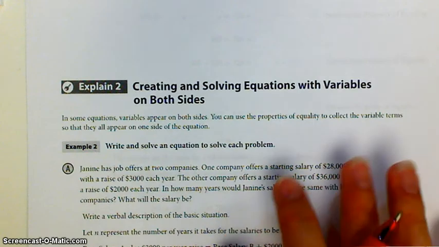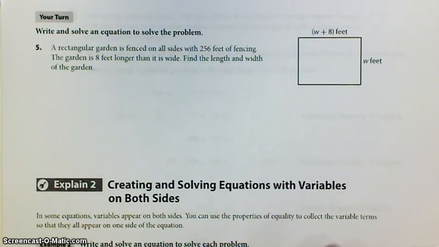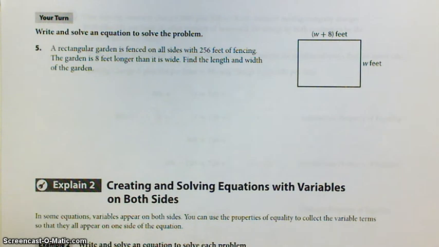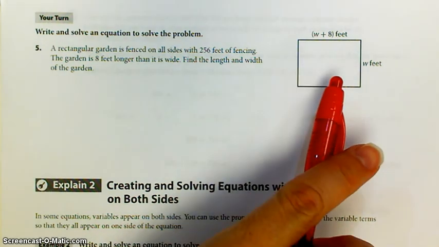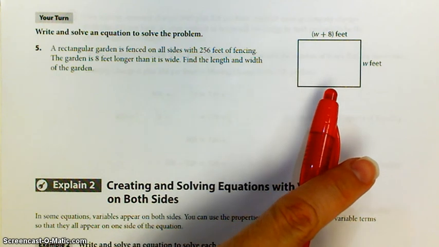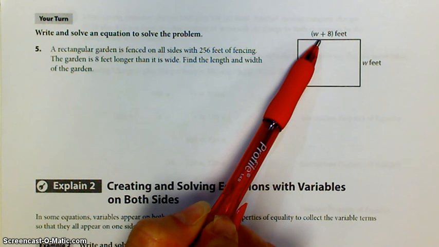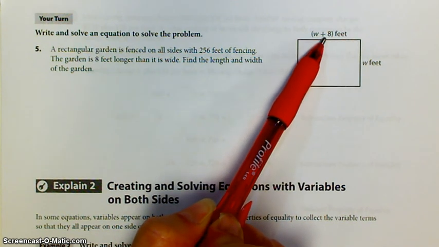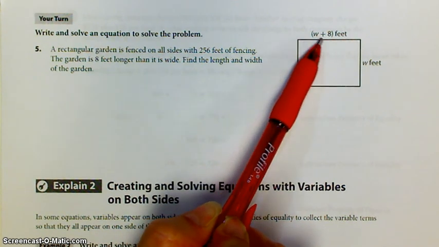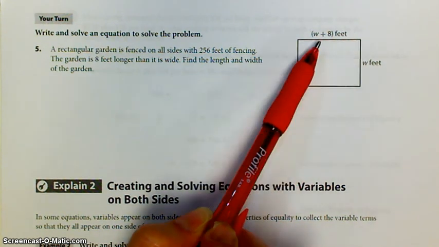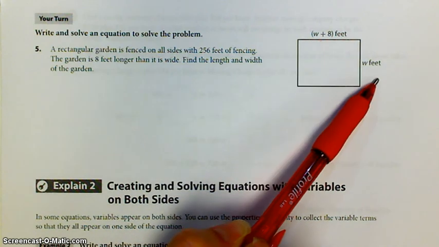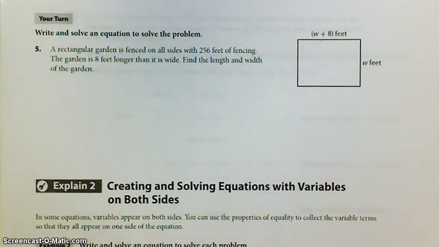Okay, now we're going to go attack this one. It says your turn, but we'll do this together because we're still practicing. It says a rectangular garden is fenced on all sides with 256 feet of fencing. The garden is 8 feet longer than it is wide. I actually did that for you. So the length is W plus 8. The width is just W. Find the length and the width of the garden.